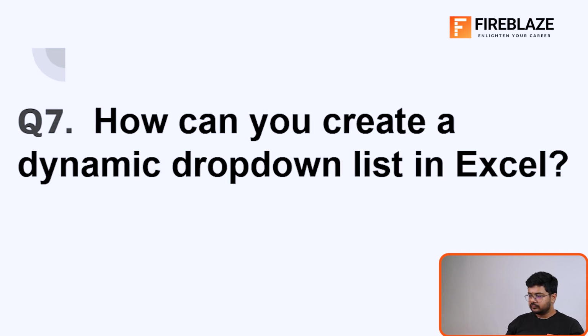Now, moving on to the next question: how can you create a dynamic drop-down list in Excel? So the dynamic drop-down list in Excel is a part of the data validation tool, which we can see in the data tab in Excel. So data validation means whenever we apply some kind of data validation rule to a column, it only allows specific values to be entered in that column.